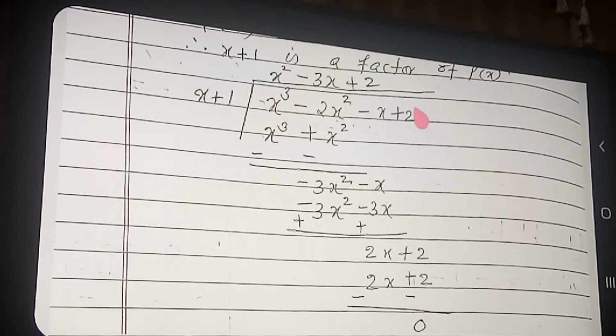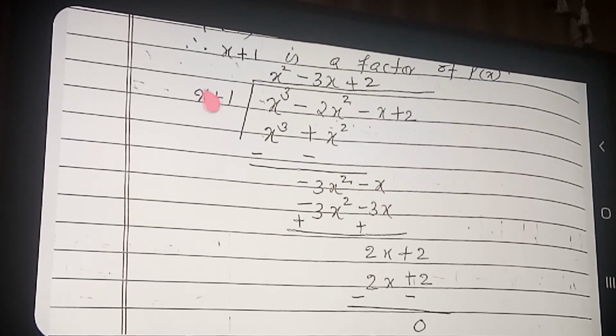See here, this polynomial is divided by x plus 1. How much do we get? x square. x square into x gives x cube, x square into plus 1 gives plus x square. Change the sign, so here minus and here minus. x cube minus x cube cancels. Minus 2x minus x square means minus 3x square. Bring down one term, minus x.